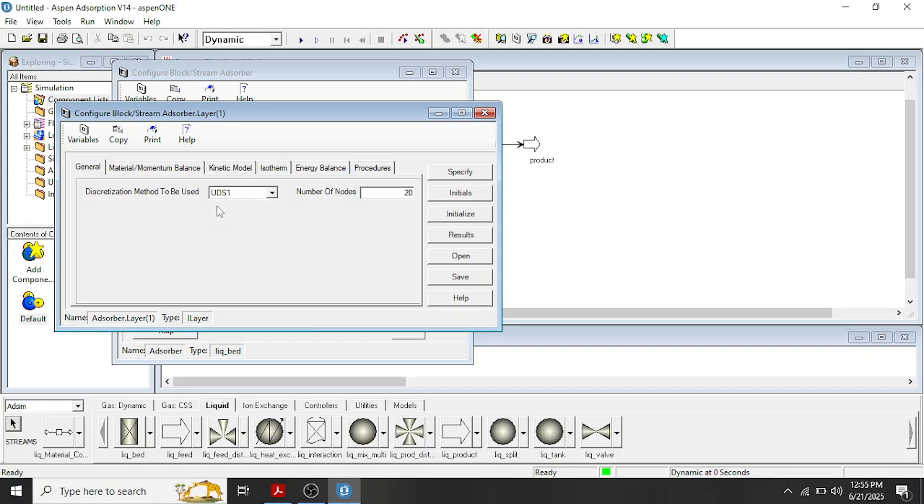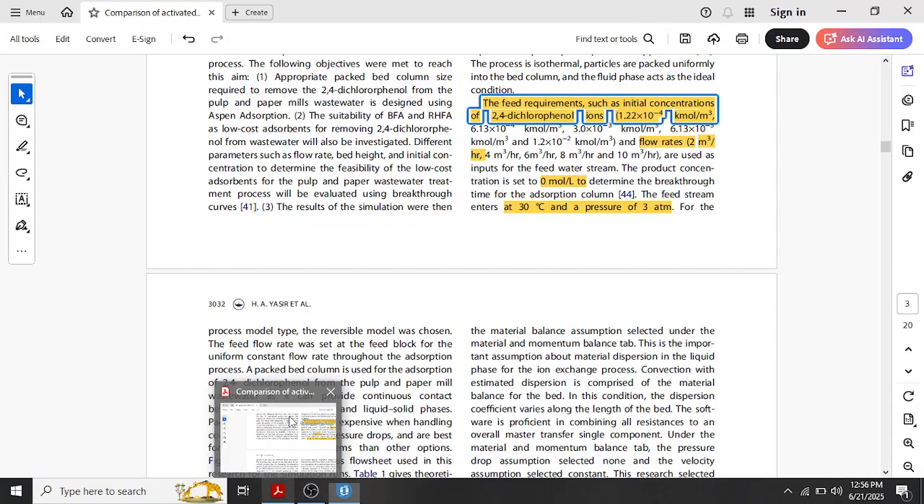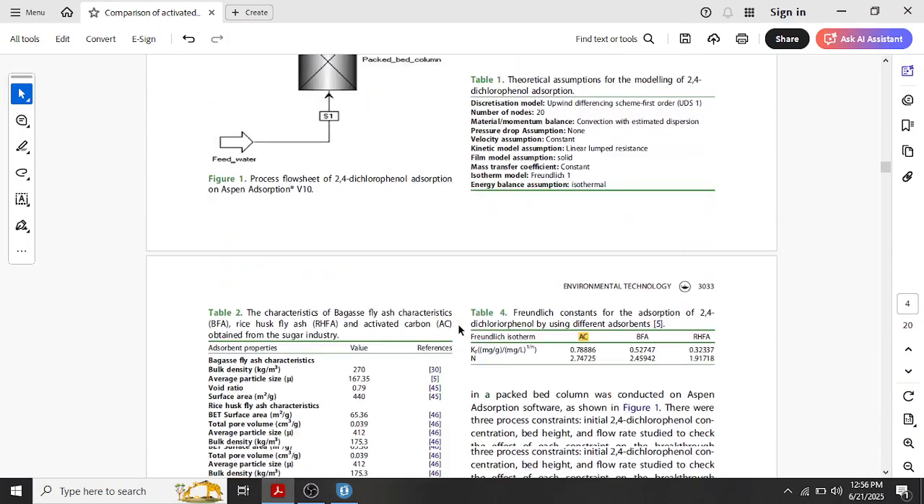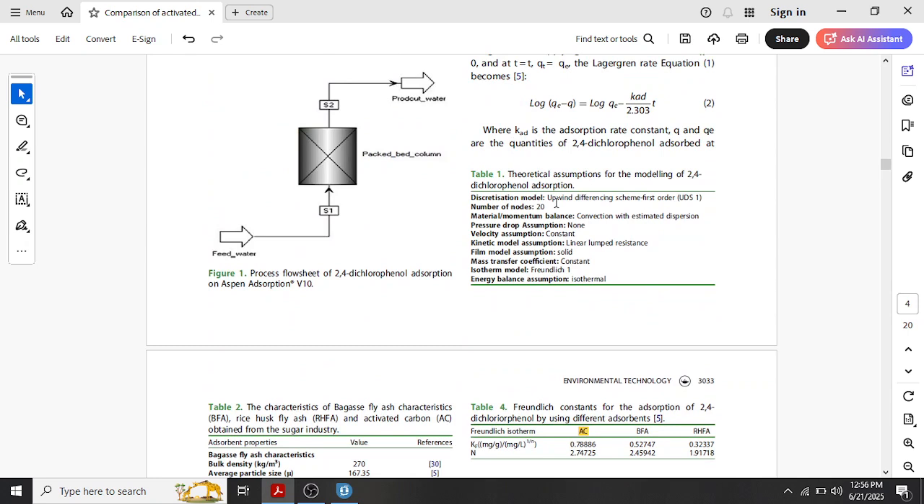So, here you select the discretization method for this problem. I'm using UDS1, the upward difference scheme 1, and there will be 20 nodes. So the discretization method is UDS1 with 20 nodes.